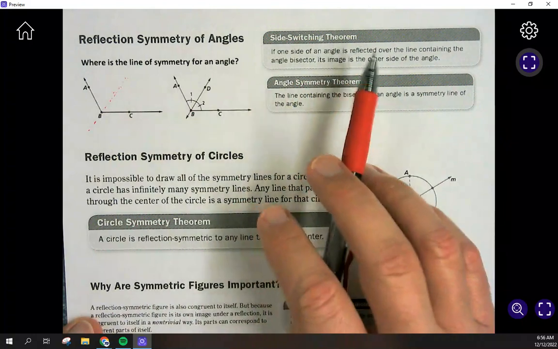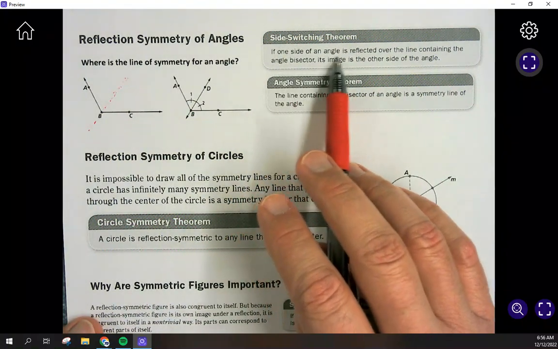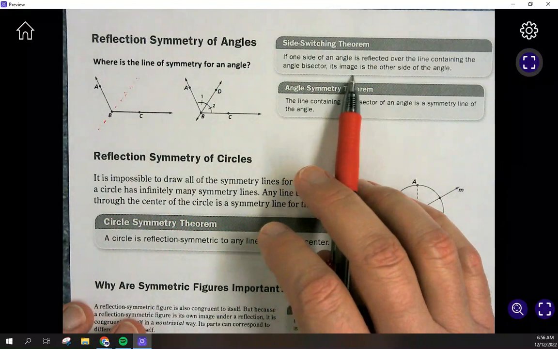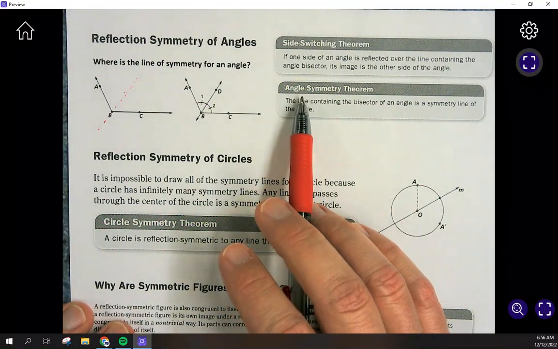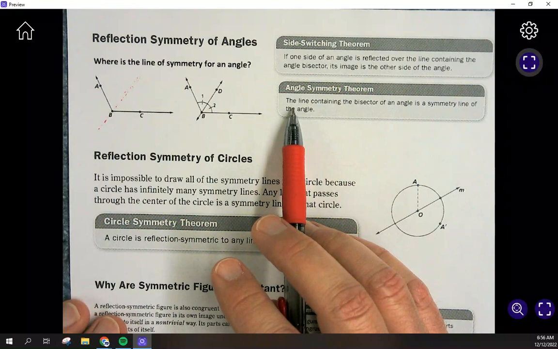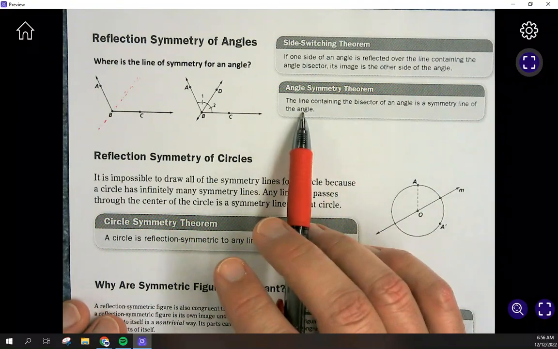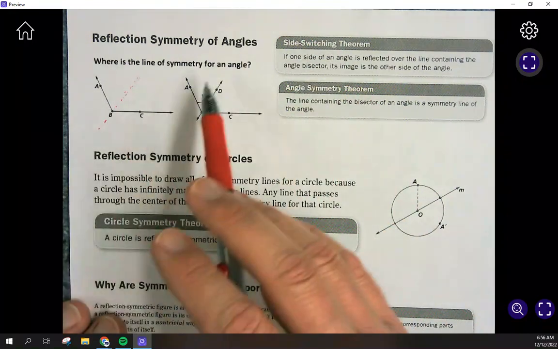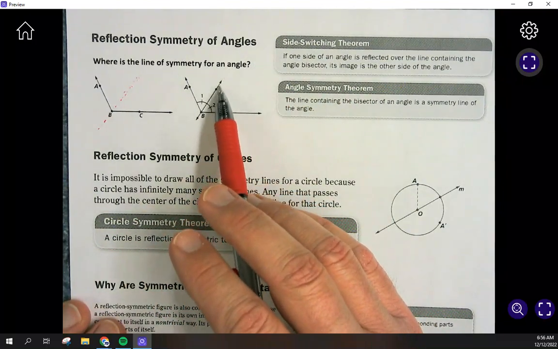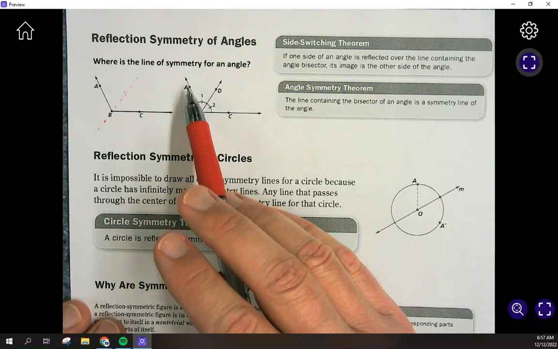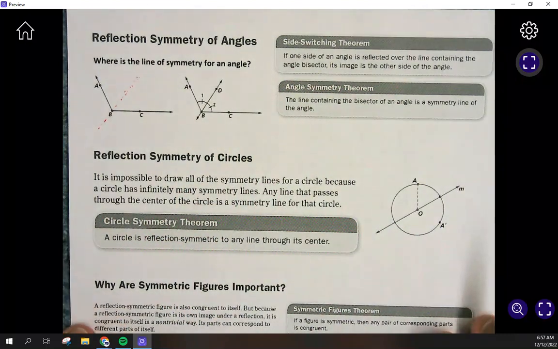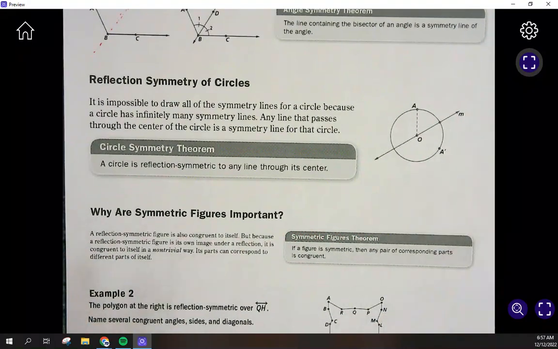So your two theorems that talk about that is your side switching theorem. It says if one side of an angle is reflected over the line containing the angle bisector, its image is the other side of the angle. And then this other theorem kind of just explains it differently, going the other direction. Angle symmetry theorem says the line containing the bisector of an angle is the symmetry line of the angle. Okay, so they're each talking about the same thing. One is starting with the line and one is starting with the angle. But basically, we just need to make sure we understand the line that is the angle bisector is a line of symmetry for the angle. If I reflect over that line, I still get the original angle. That's why it's symmetric.